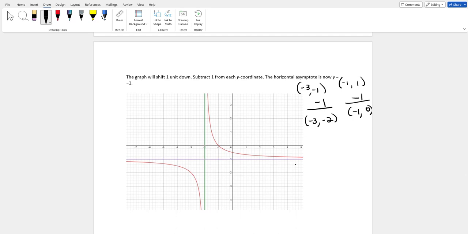Okay, so let's go ahead and put those points. We got this point here and this point here. And now your horizontal asymptote is now y equal to -1, because you have to shift the x-axis down 1. Okay, so this is my final graph. All I did was do the shifts.